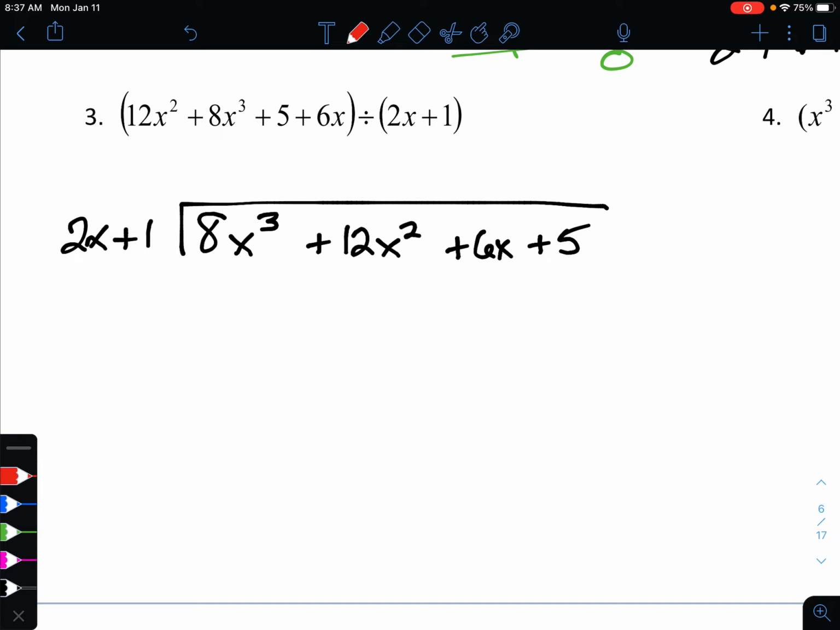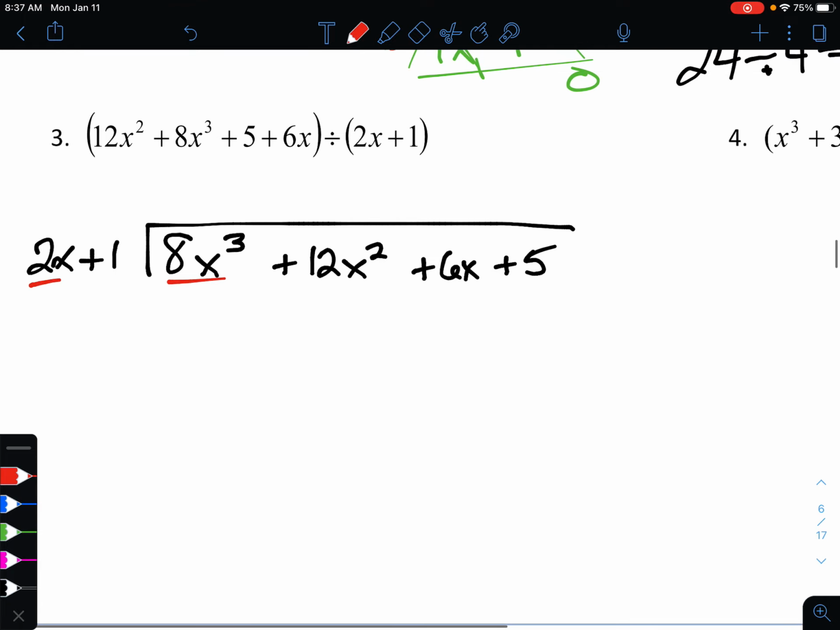Okay, once we've got that set up, we actually are good as far as placeholders go. So we can go to taking 8x cubed divided by 2x, which is 4x squared. So we'll put the 4x squared above our division bar. Then we'll go ahead and multiply that through.